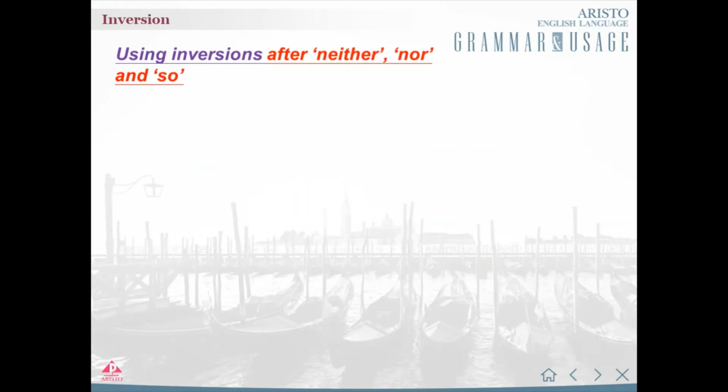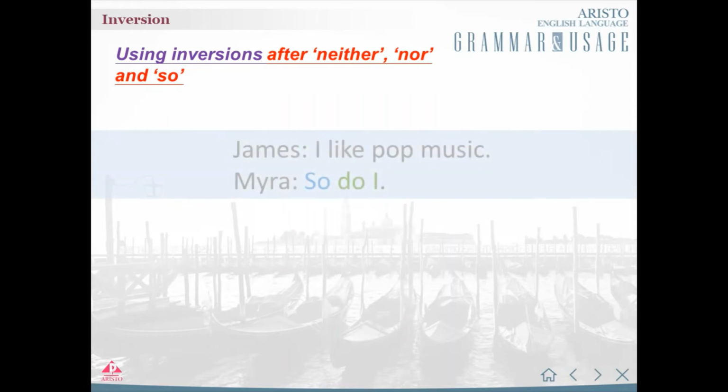We also use inversion after the words neither, nor, and so. Here is an example. In Myra's response, an inverted structure is used after the word so. The meaning is that she also likes pop music.